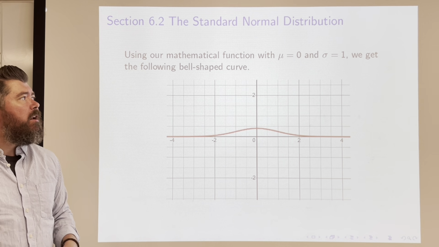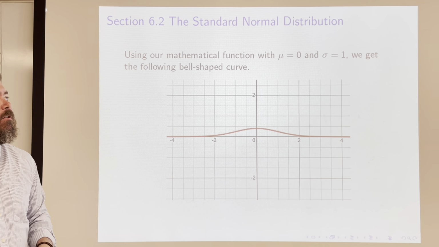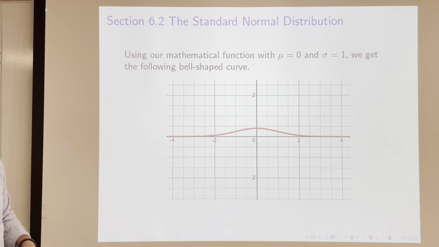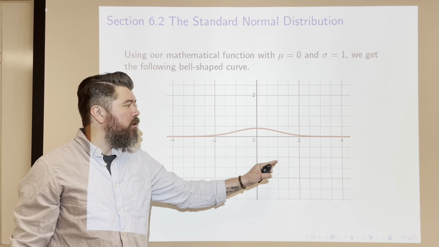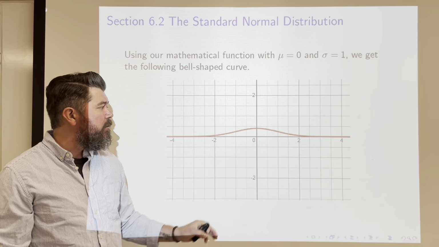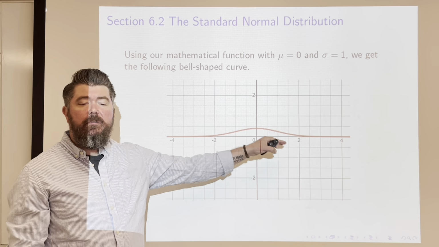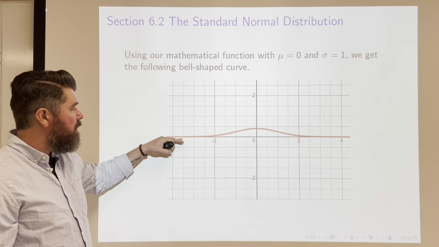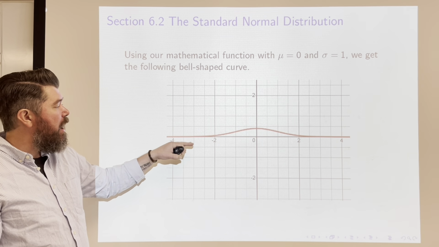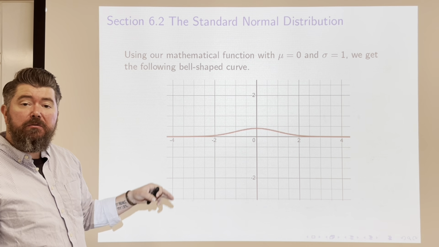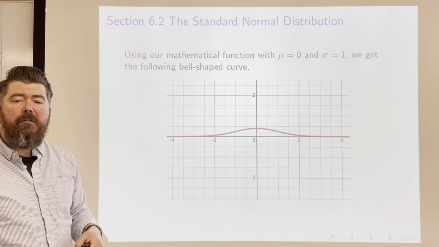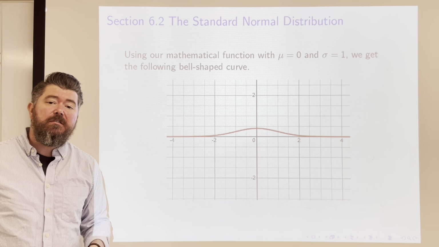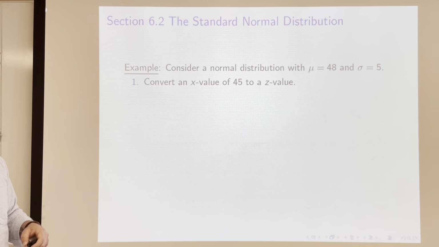Using our mathematical function with mu equals 0 and sigma equals 1, we get the following bell-shaped curve. So here's our standard normal curve. Notice it's centered at 0, and our standard deviation is 1. Notice that the x-axis is our horizontal asymptote. So the curve gets closer and closer to it, but it never actually touches or crosses through that axis.